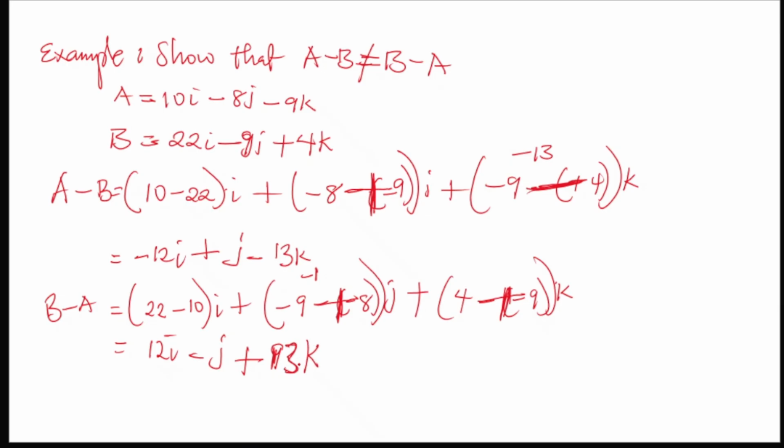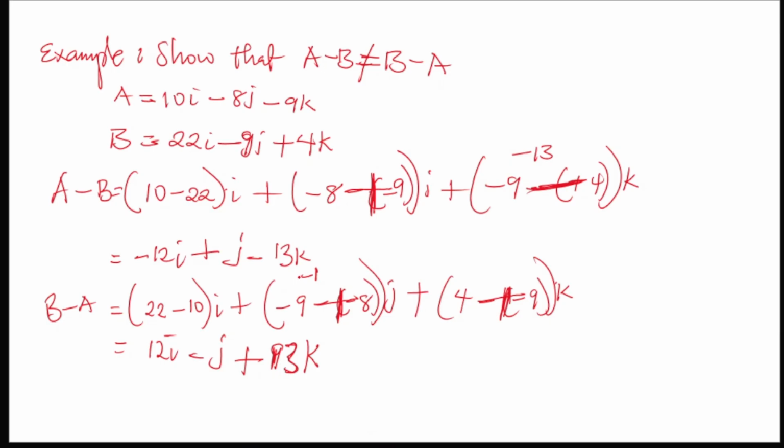Now look up. The question is show that a minus b is equal to what? B minus A. Now look up. A minus B is telling us we have minus 12i plus j minus 13k. Now look at B minus A. B minus A is telling us we have 12i minus j plus 13k.